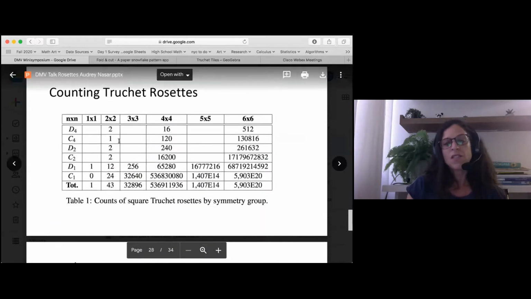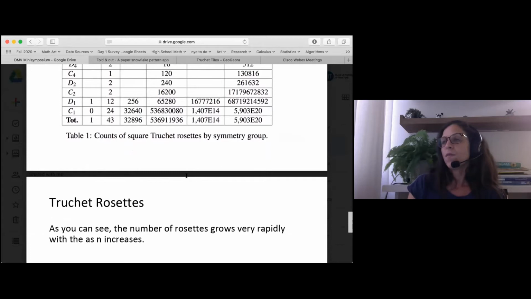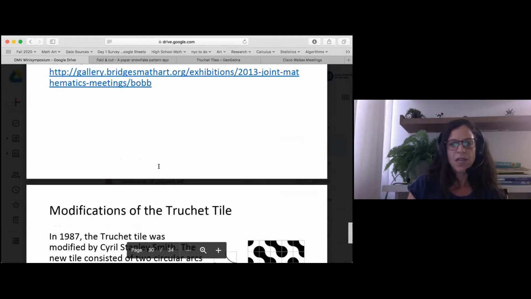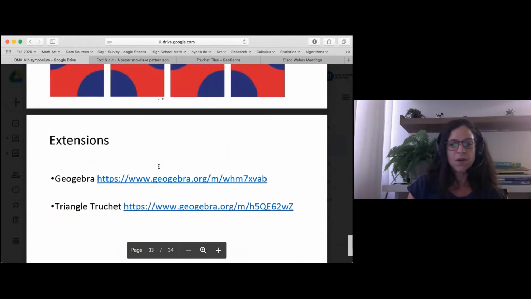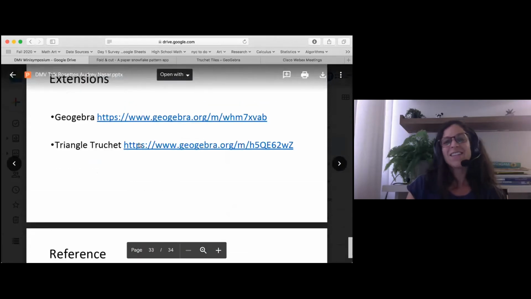I think it's interesting to point out that as the symmetry becomes simpler, there are more possibilities, and you see it grows pretty quickly. So this table, as well as many of these images, were taken from this paper over here, just to make sure credit is given.